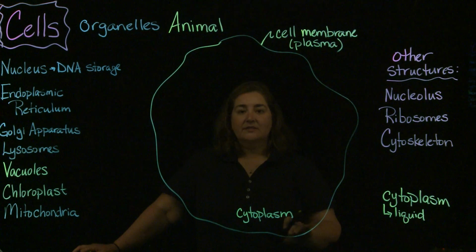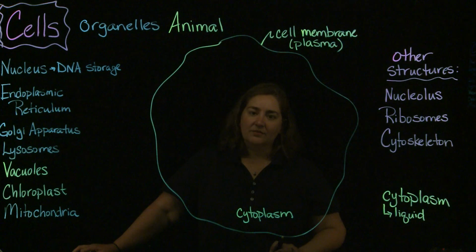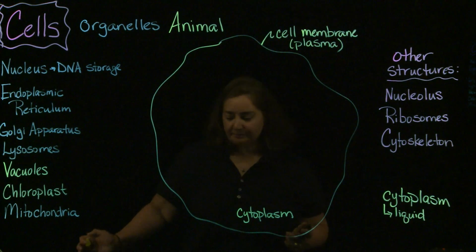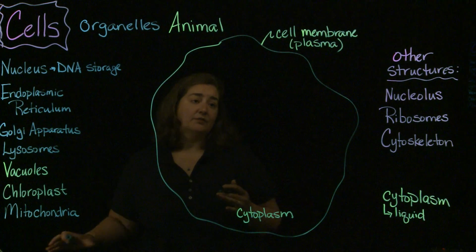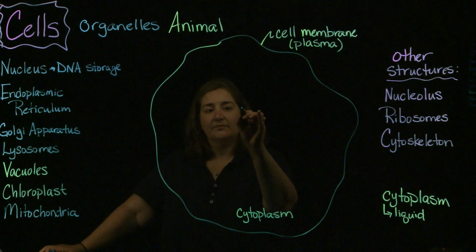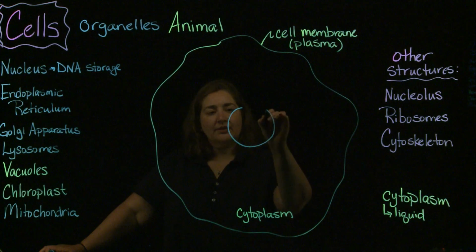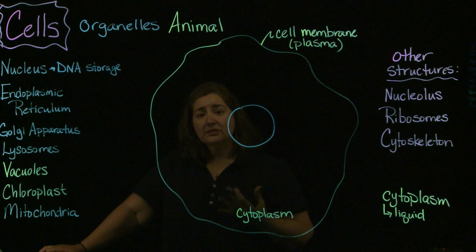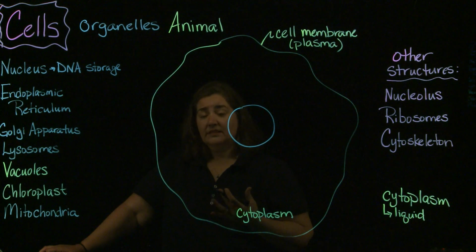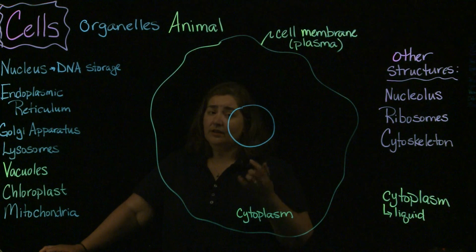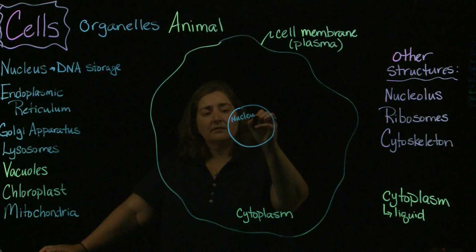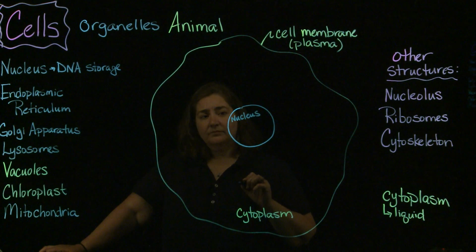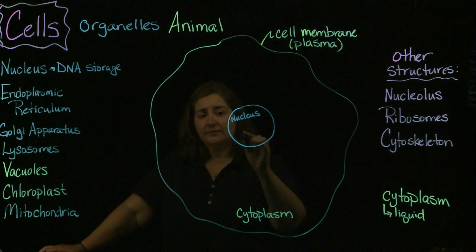So our cytoplasm is going to be all of the negative space that I don't go over, all right? It's the liquidy stuff that's holding all the organelles in place, all right? First organelle that I'm going to talk about is going to be the largest organelle inside of a eukaryotic cell. That large organelle is known as the nucleus.